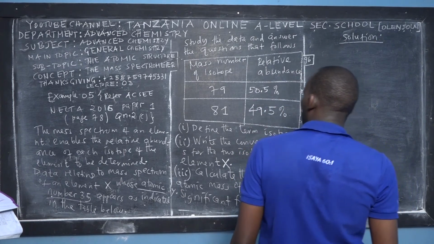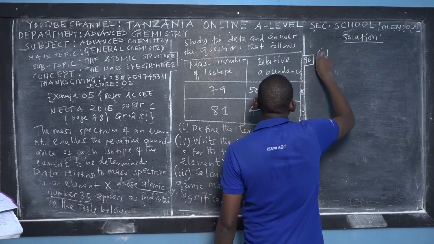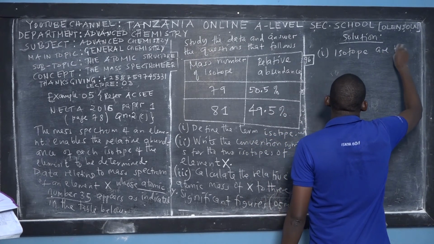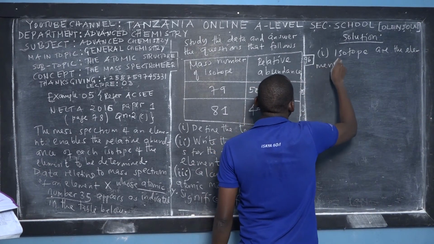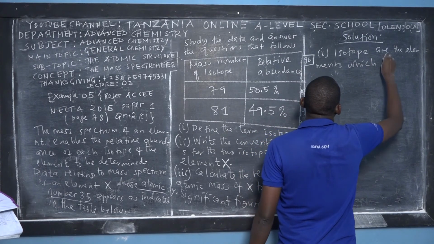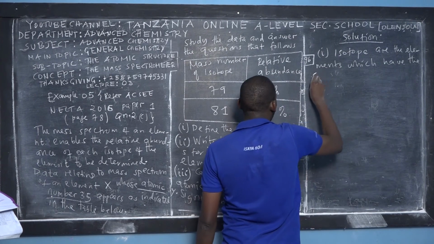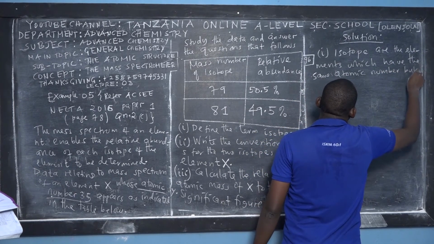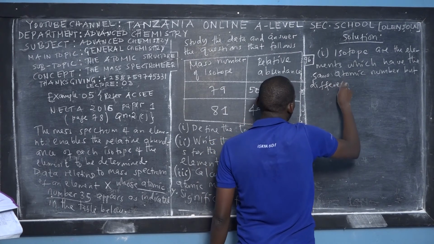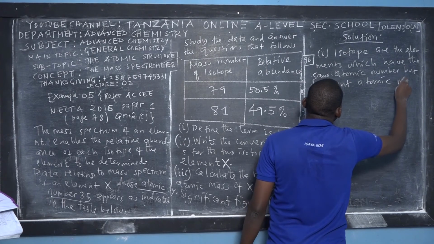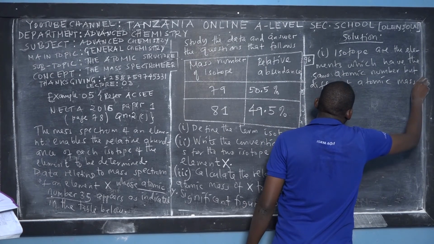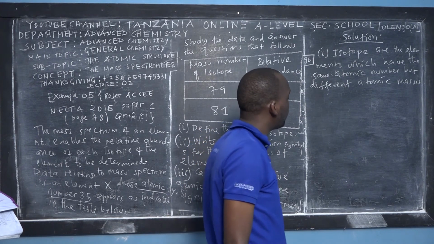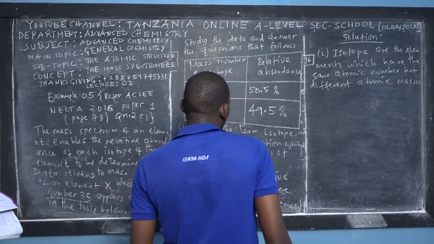So, solution. First we define the term isotope. The term isotope is not new in chemistry. Isotopes are elements which have the same atomic number but different atomic masses. These are the definitions of isotope. Even if you may know the other ones, there's no problem. Okay, so we have to go to Roman 2.